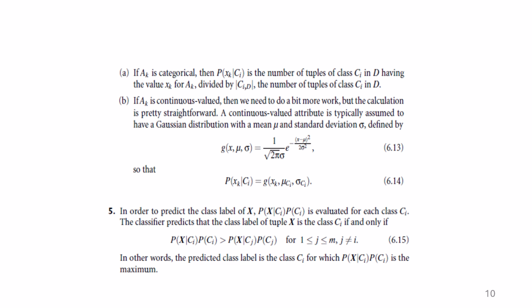Step number 5. In order to predict the class label of X, the probability of X given Ci times the probability of Ci is evaluated for each class Ci. The classifier predicts that the class label of tuple X is the class Ci if and only if the probability of X given Ci times the probability of Ci is greater than the probability of X given Cj times the probability of Cj, for 1 less than or equal to j less than or equal to m, j not equal to i. In other words, the predicted class label is the class Ci for which P of X given Ci times P of Ci is the maximum.